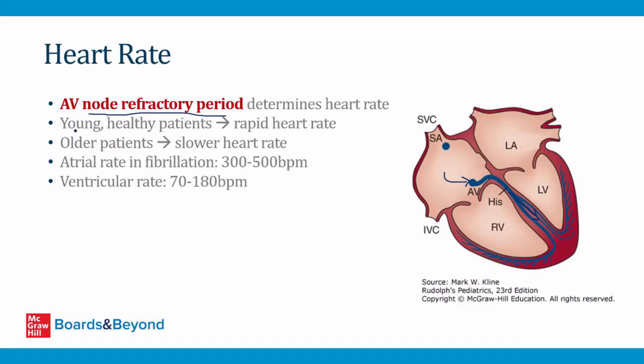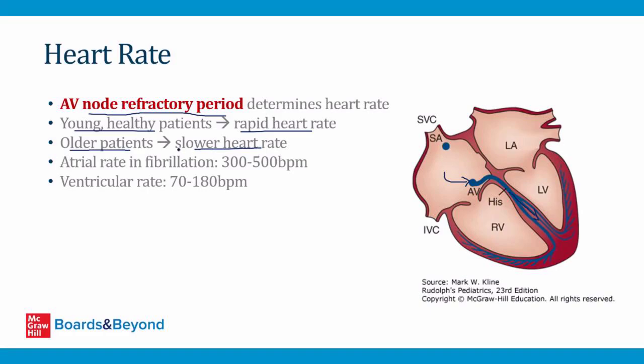So in general, young, healthy patients who tend to have very healthy AV nodes with short refractory periods often develop a rapid heart rate when they have atrial fibrillation. On the other hand, older patients often have some fibrosis and sclerosis of their AV node. It tends to conduct more slowly, and so they tend to have slower heart rates.